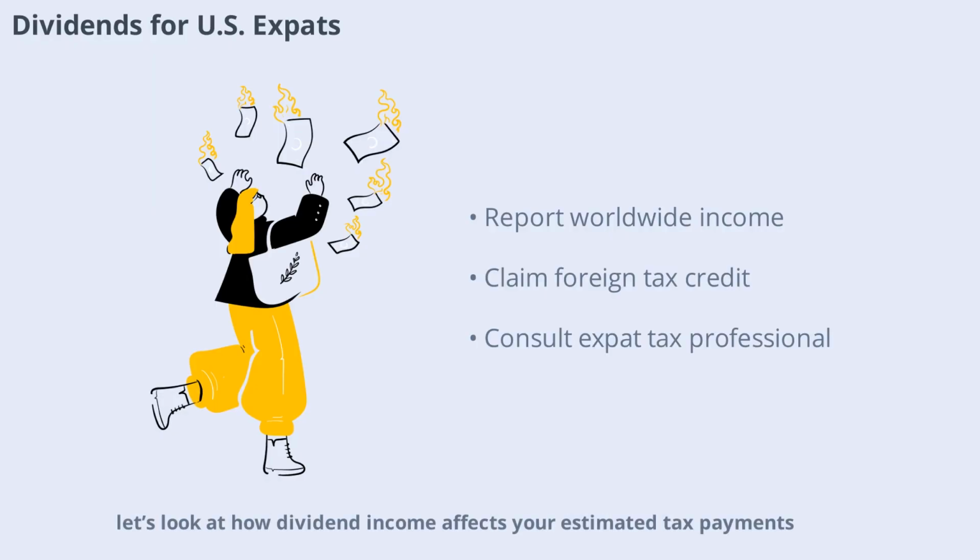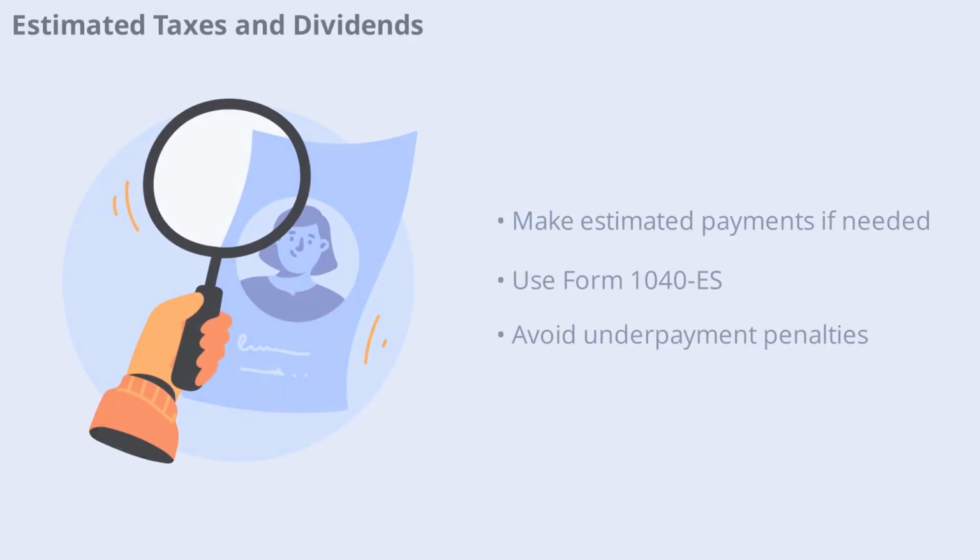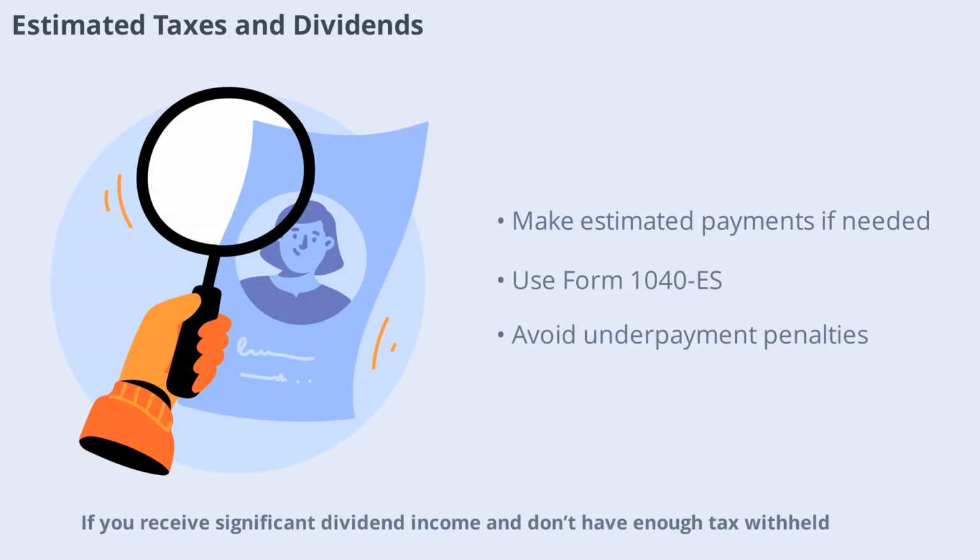Next, let's look at how dividend income affects your estimated tax payments. If you receive significant dividend income and don't have enough tax withheld, you may need to make estimated tax payments throughout the year. This helps you avoid underpayment penalties when you file your return. The IRS provides Form 1040-ES to help calculate and pay estimated taxes. Keeping track of your dividend income and planning ahead can make the process smoother.